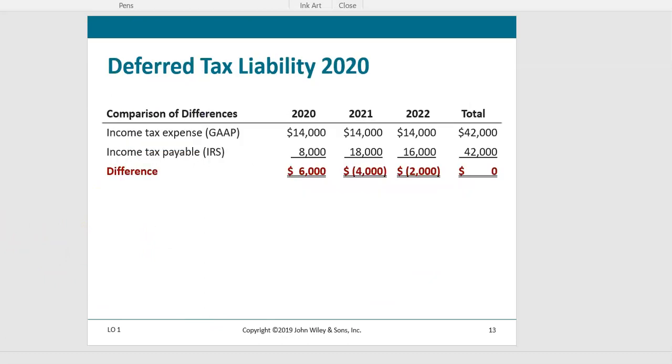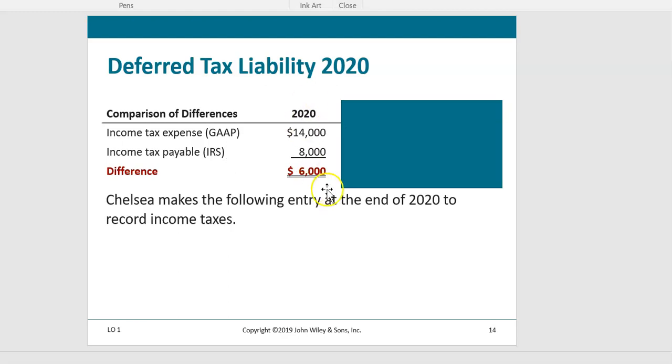So let's look at what we saw earlier. We saw the difference between the actual income tax expense, the 20% times pre-tax income under GAAP, $14,000 in the first year, and income taxes payable, the tax amount owed to the IRS, of $8,000. Let me scroll down here. So we're just focusing on 2020. What would that journal entry look like to record income tax expense and the related deferred tax liability?